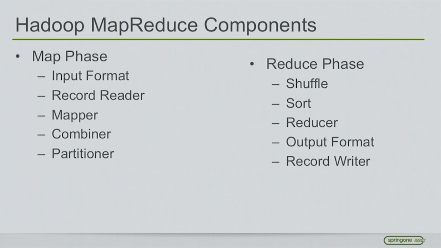The mapper is your code, how am I doing my processing? The combiner is a special component that I won't really go into. It's kind of like a mini reduce over that specific map output. The partitioner is how am I going to distribute my data to these reduce tasks.